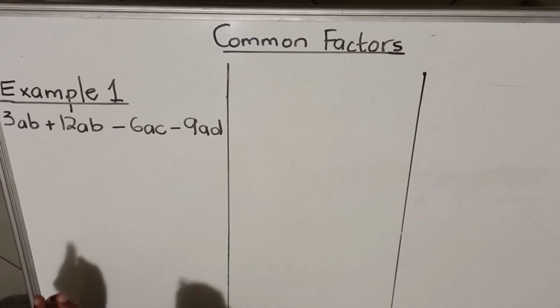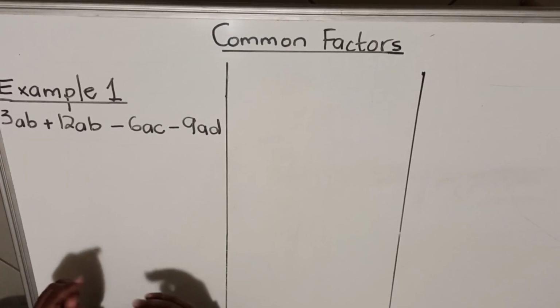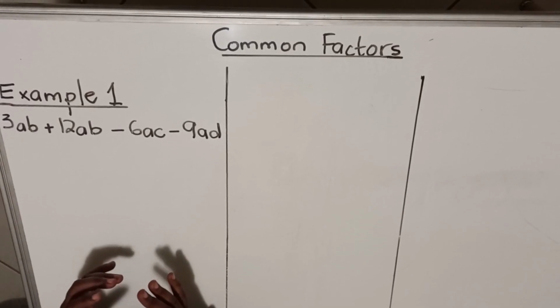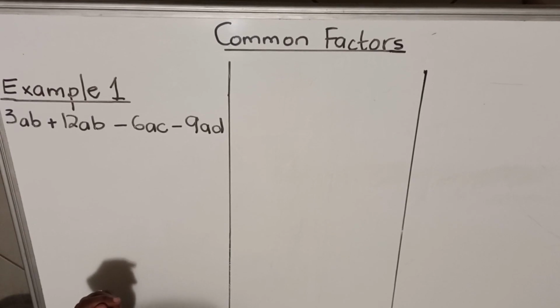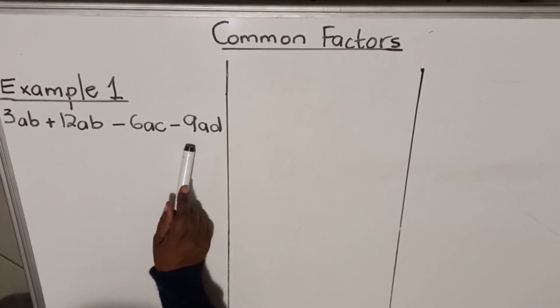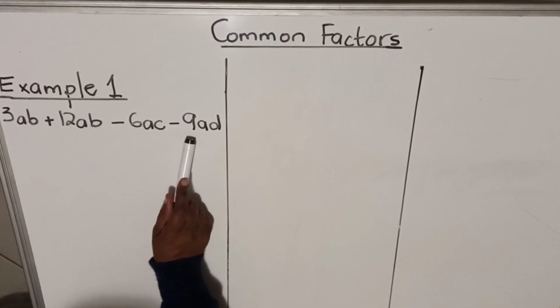Number 1, common means the same. A factor is something that we multiply. So it means we must have things that we multiply. It means we're going to put brackets. Brackets means multiply. When you look at this first example, it has 1, 2, 3, 4 terms.